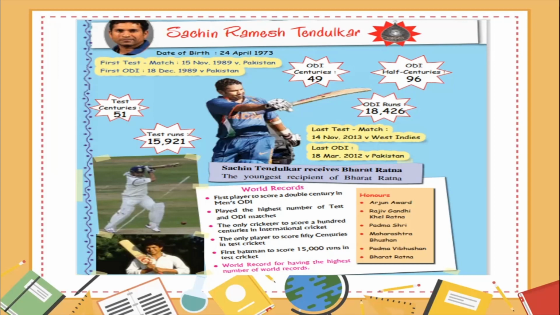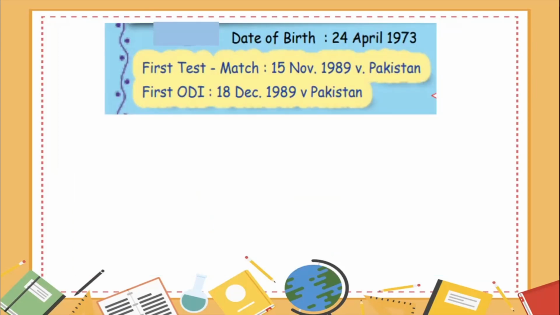Alright, so now since this is there in our textbook, let us practice some language by trying to read and understand the collage about Sachin Ramesh Tendulkar. So see, this is one piece of information that you will get from this collage. That is, when was Sachin Tendulkar born? He was born on the 24th of April 1973.